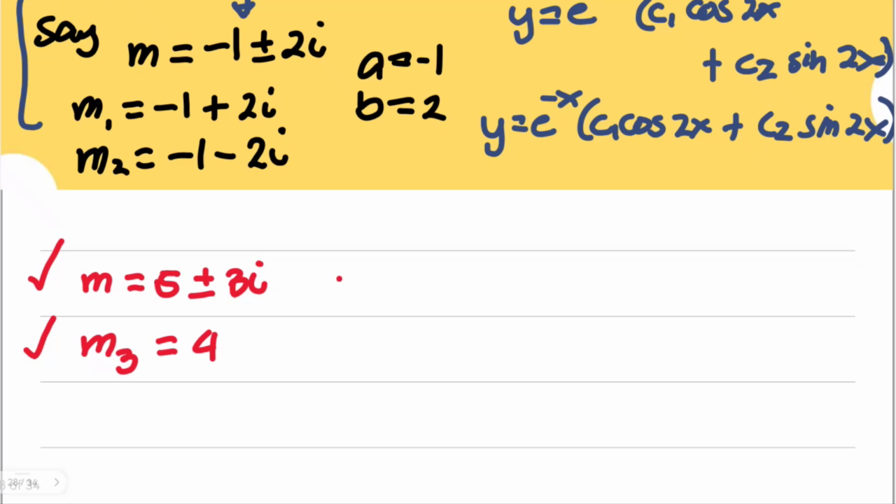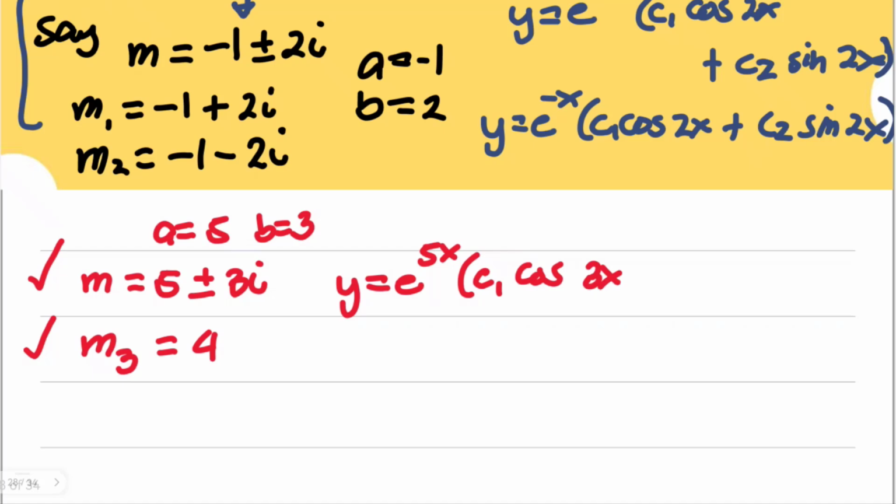So we'll have y is equal to e to the power of 5x, since your a here is 5 and your b is 3, times c sub 1 cosine of 3x plus c sub 2 sine of 3x. That's for your imaginary part. But since you have another root here, it's a combination. So we're going to add the situation where we're writing solutions when we have distinct real roots.